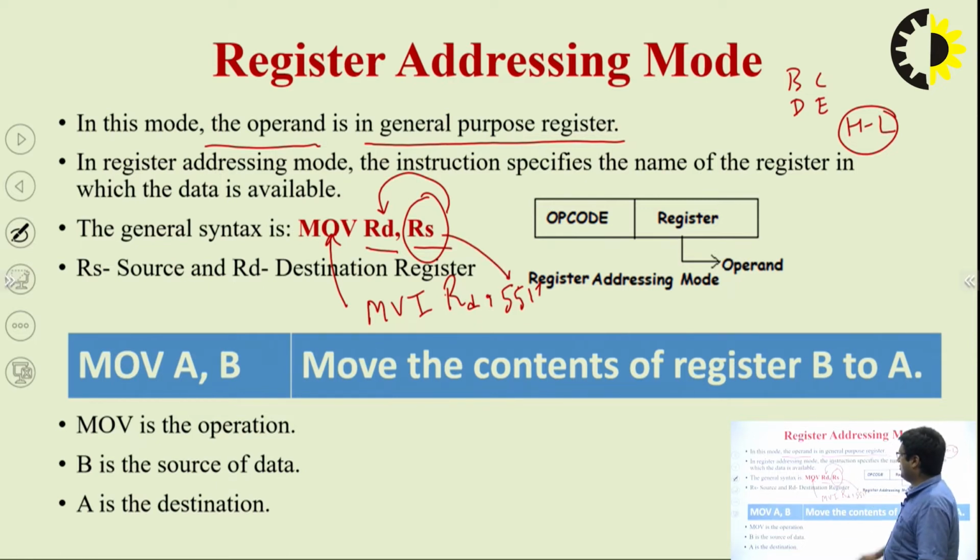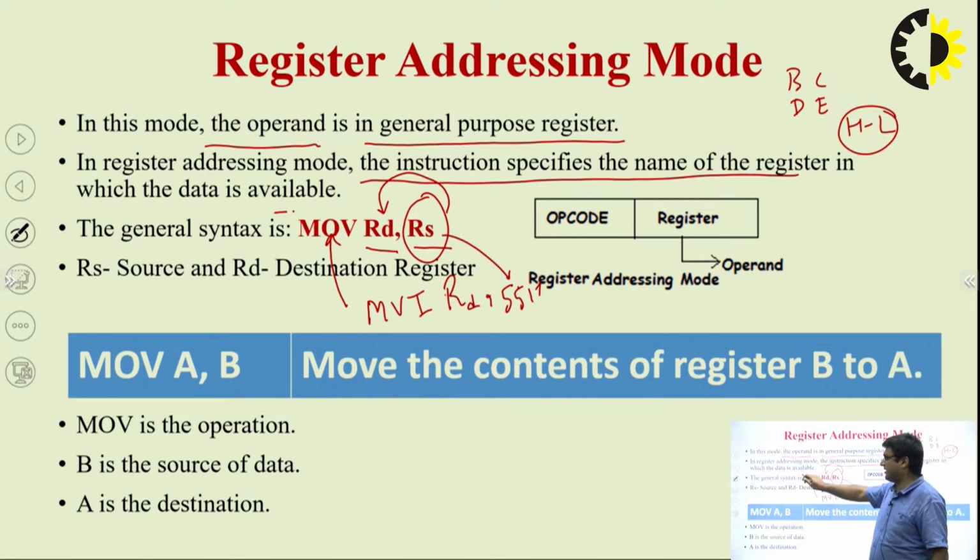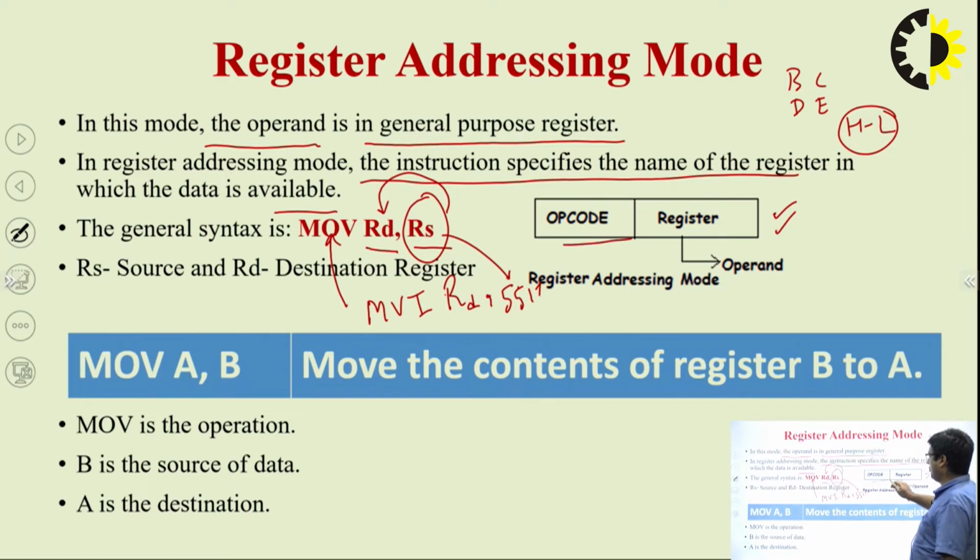Okay. So in register addressing mode, the instructions specify the name of the register in which the data is available. So this is the syntax. In the syntax, this is the opcode, MOV, and the registers are the operands, source operand and destination operand. Here RD and RS are general purpose registers.